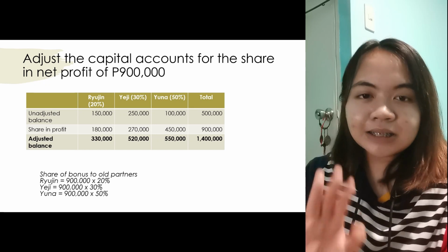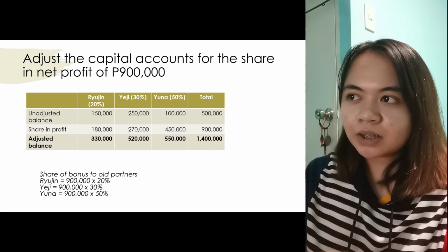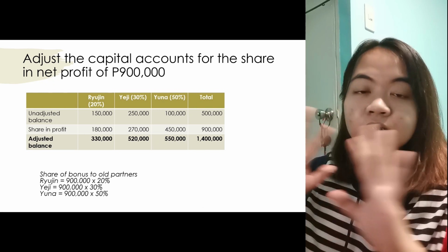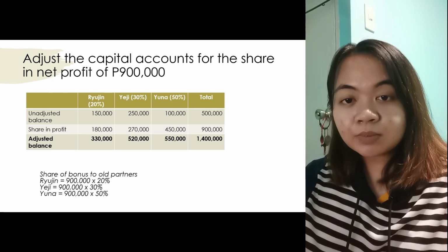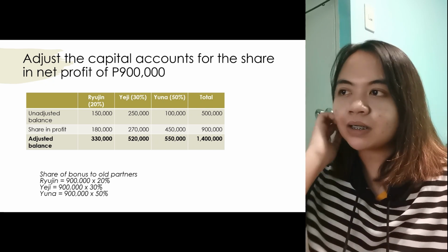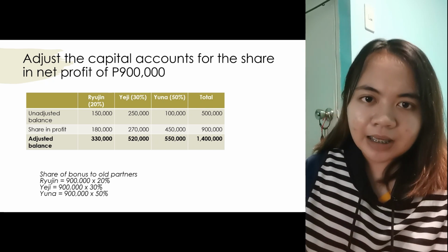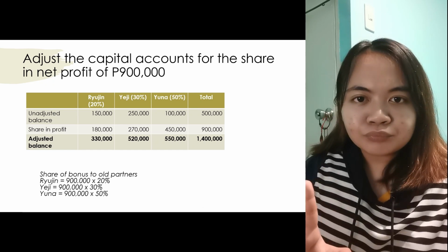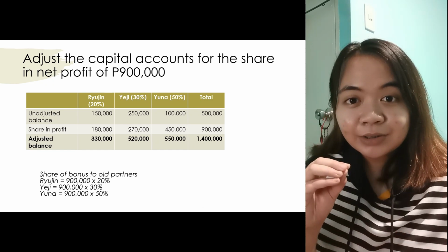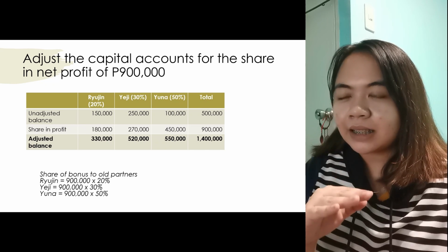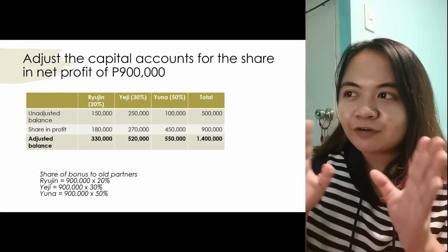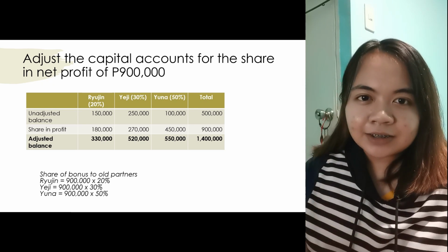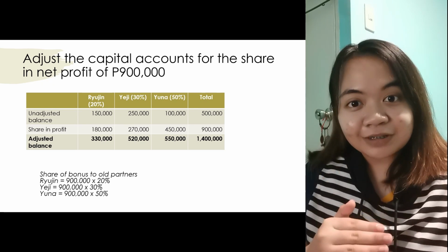Okay, biniling ngayon ni Ryujin at ni Yeji yung capital ni Yuna for 550, for yung 550 at 620. Hindi siya recorded sa books. Okay? So, between the two na lang, walang gains or losses na mare-record. Okay? Ang mare-record lang is yung matatanggal na yung account ni Yuna Capital. So, debit Yuna Capital for 550 and then credit kung magkano yung hatian ni Ryujin at ni Yeji sa 550.